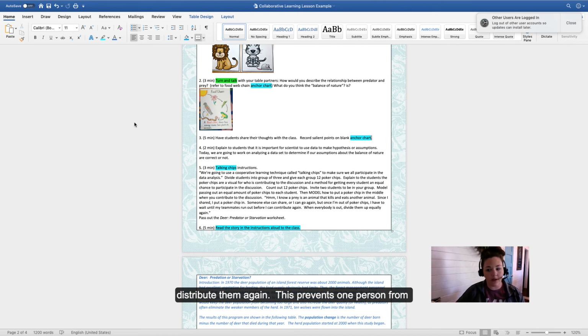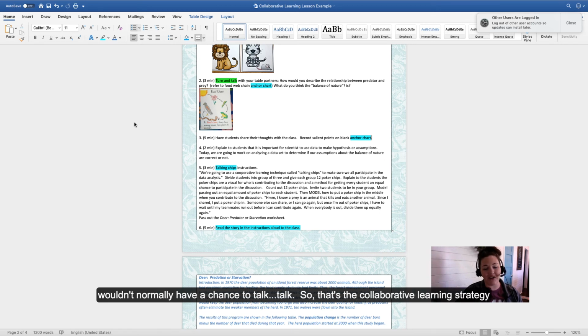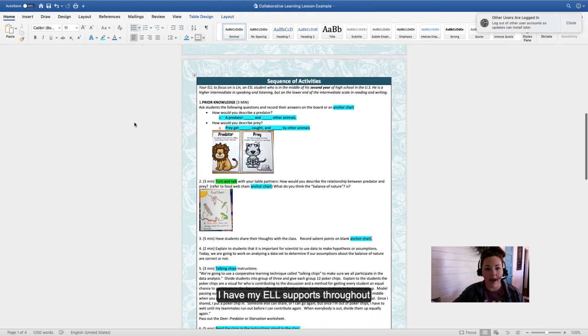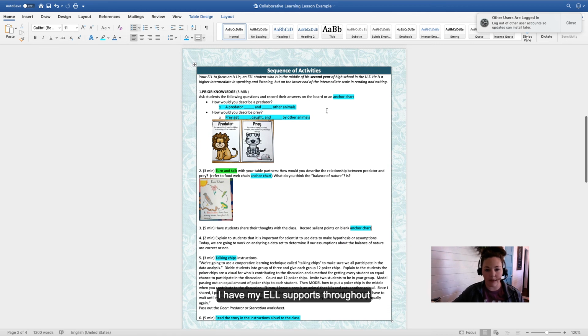This prevents one person from dominating the conversation and encourages them to stop and listen, and it lets other people who wouldn't normally have a chance to talk. So that's the cooperative learning strategy that I've built into this lesson plan, but you'll note, as usual, I have my ELL supports throughout. Your ELL student this year is an intermediate student again.